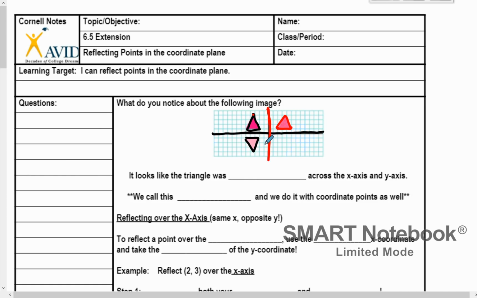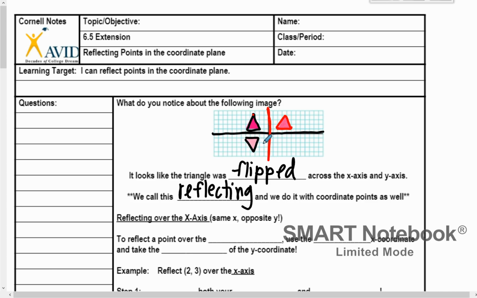Okay, so it looks like the triangle was flipped across the x and y axis. We call this reflecting. And we do it with coordinate points as well. So not only do we have to do that with pictures, we do that with the coordinate plane as well.